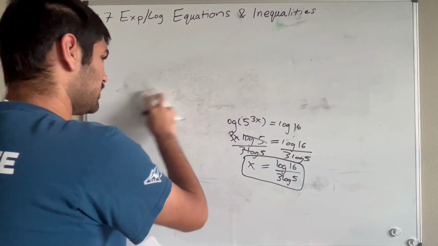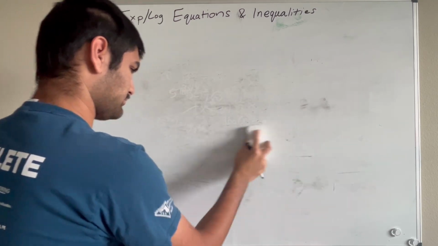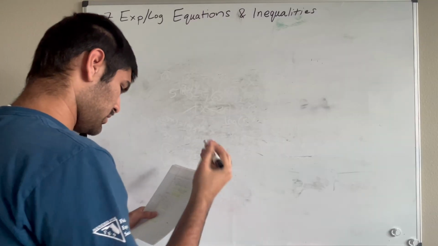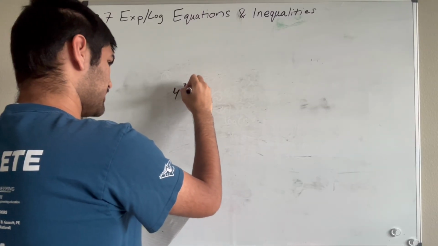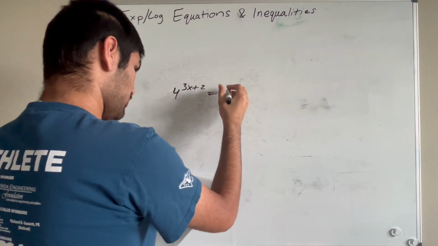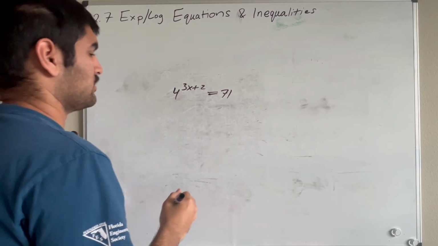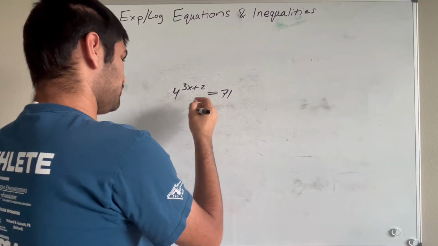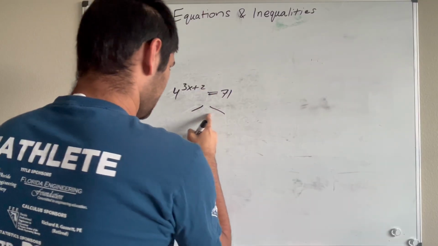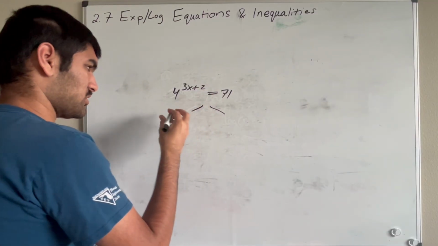All right, let's do another one. So we had 4 to the 3x plus 2 equals 71. Again, 71 cannot be written as 4 to any power, so you have to do it the traditional way, the way that always works.